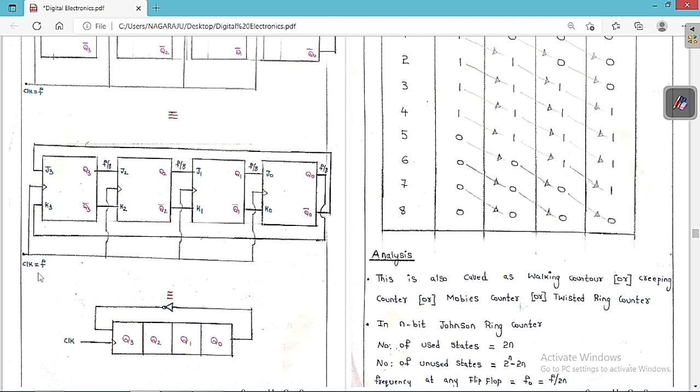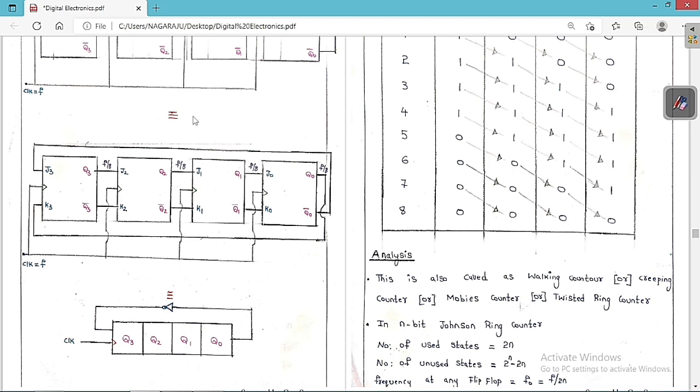The supply frequency, the clock frequency, is called F. And I have already told you that at each and every output the frequency is equal to the supply frequency divided by the number of used states, which in a Johnson's ring counter is 2 into n. As I use 4 flip-flops, 4 times 2 is 8, so we are going to get a frequency of F by 8. So F by 8 is the frequency at each and every output of the Johnson's ring counter.